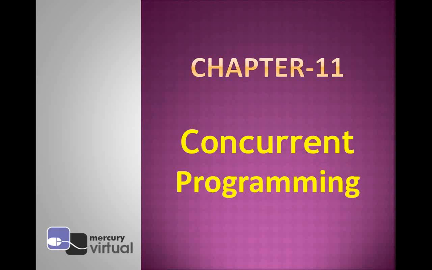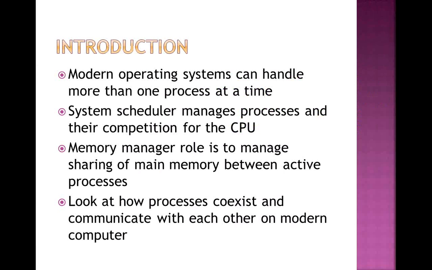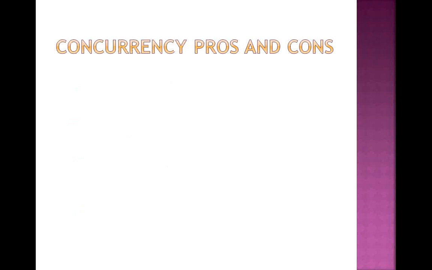We have started with chapter number 11, that is concurrent programming. We have discussed concurrent programming with the help of processes. We have discussed the introduction, that is what an operating system is, how the operating system schedules the processes, how the memory manager manages the memory between the different processes. Then what are the pros and cons of concurrency.